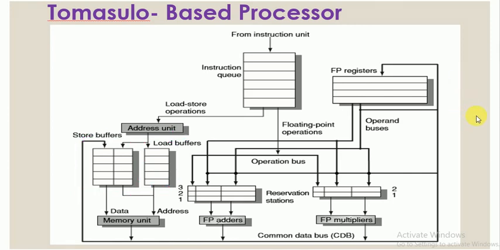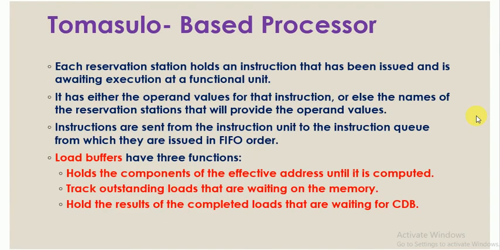What is the function of the load buffer? Load buffer has three functions. It holds the components of the effective address. It tracks outstanding loads that are waiting on the memory. It will hold the results of the completed load operations that are waiting on the common data bus. These are the duties of load buffers present in the Tomasulo processor.